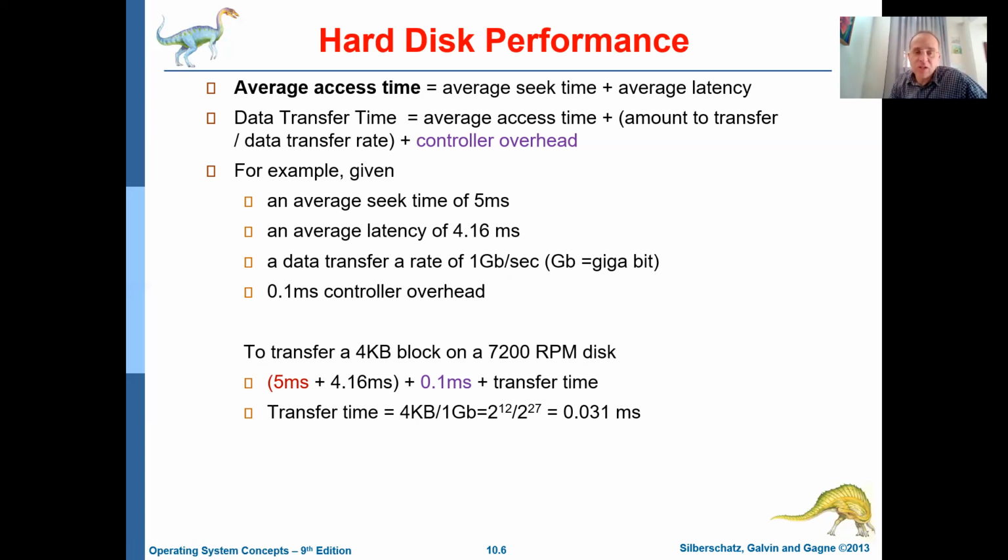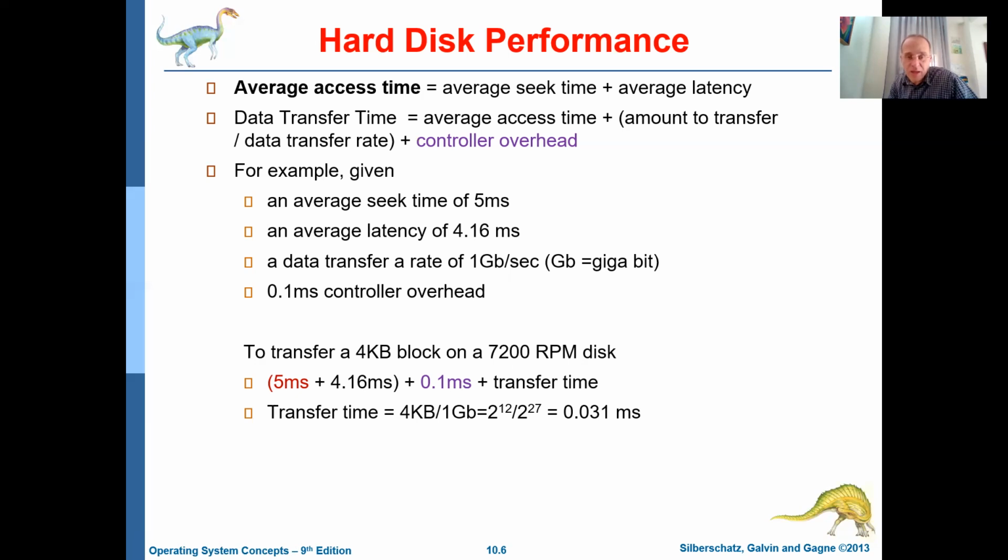4 kilobytes is 2 to the 12th, right? 2 to the 10th is a kilobyte, so 2 to the 12th would be 4 kilobytes. Divided by 1 gigabit. Now, if it would be a gigabyte, it would be 2 to the 30th. But it's not a gigabyte, it's a gigabit. So it's 2 to the 27th. We take 3, because a byte is 8 bits, and 8 is 2 to the 3rd. So I just simply remove 3 from the exponent, and I get 2 to the 27th.